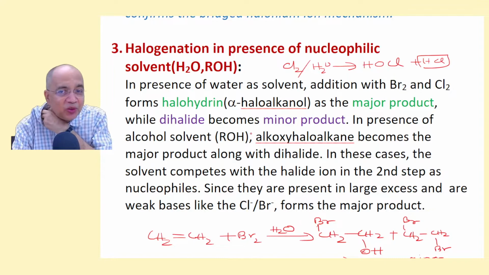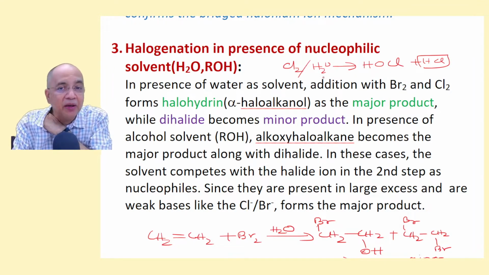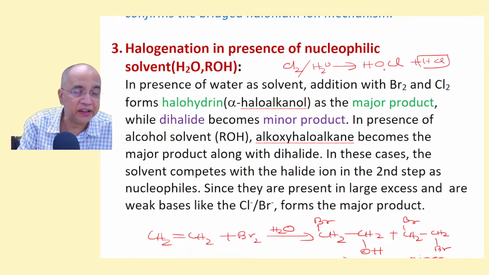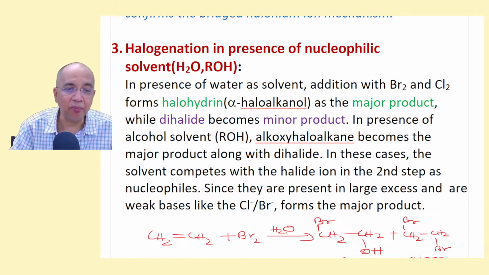So they used to say like this, but this is not the proper way. The mechanism will tell you how you get halohydrine. So chlorine water, bromine water will give a halohydrine as the major product, although dihalide is there, right? So we will not go in this fashion, but we will go via mechanism.